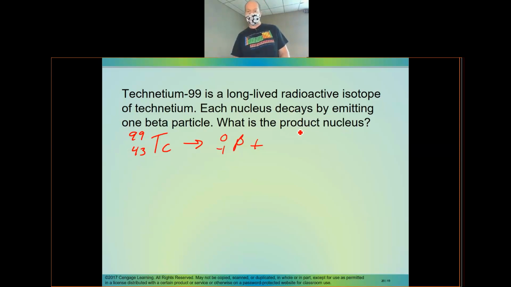So the question is, what's the product nucleus? All right, so we see that the top number has to be the same. 99 is equal to 0 plus, of course, 99. So 99 plus 0 is equal to 99. Here's the one where people get it wrong. You're adding a negative 1. So you have to have a 44 plus a negative 1 to give you 43.